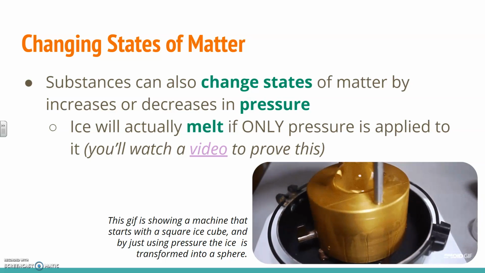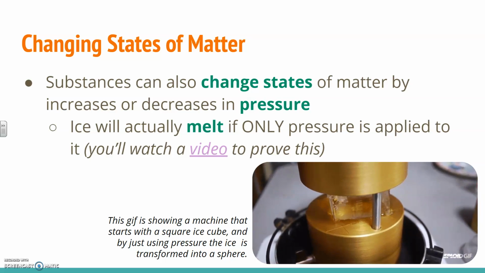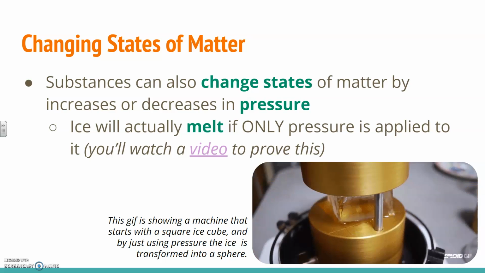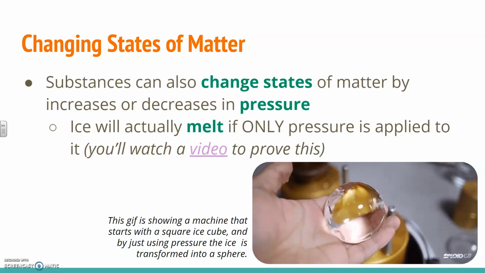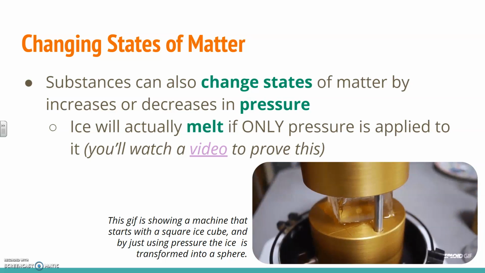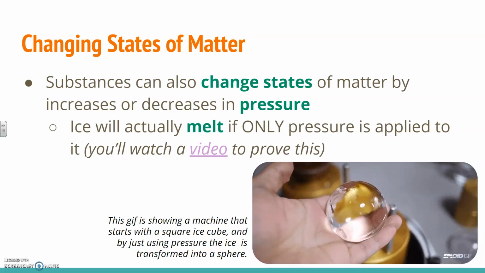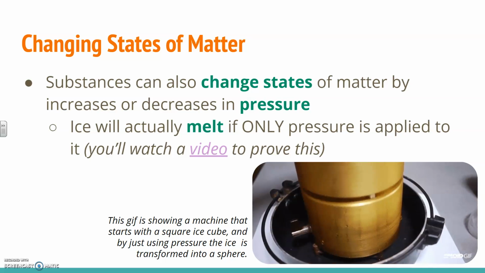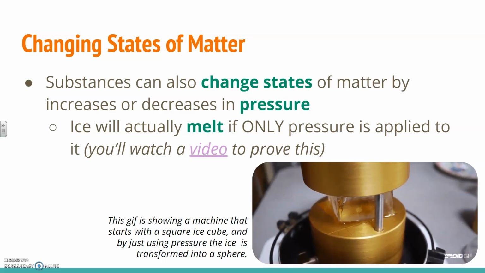So this little gadget down here is changing a rectangular piece of ice. It's scrunching it between two, I don't know, molds. There's no heat. This isn't a freezer. And just by pressure alone, it's turning it into a sphere.